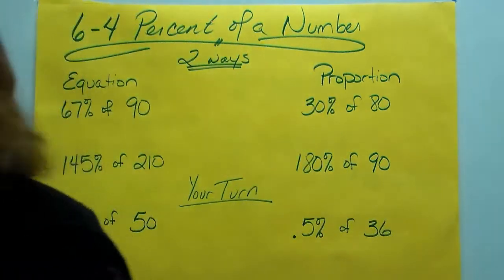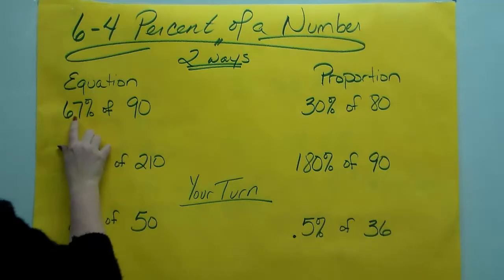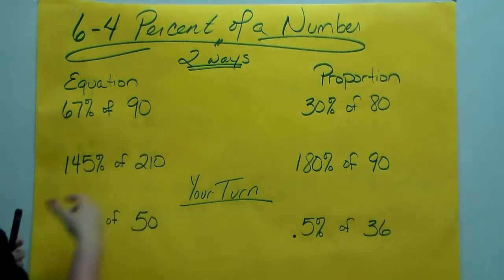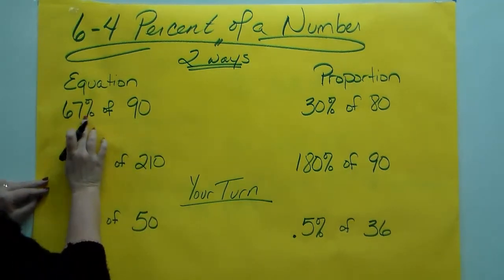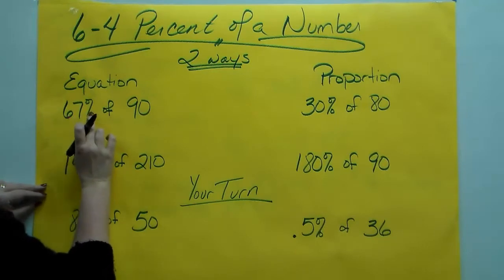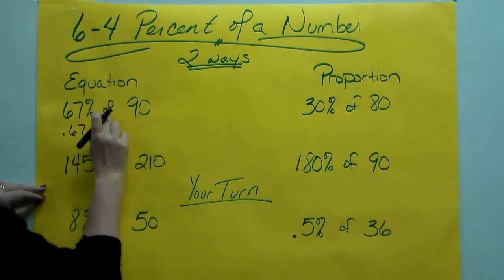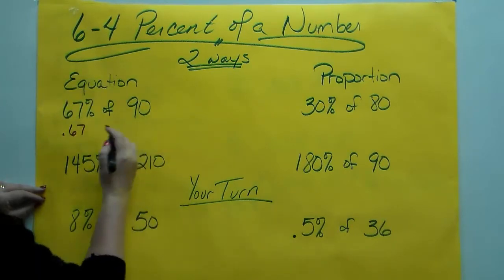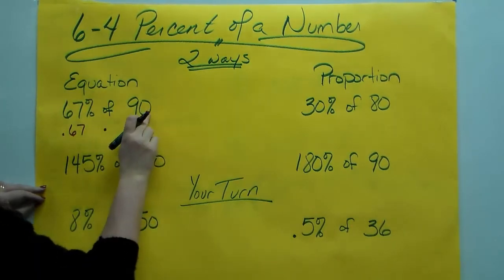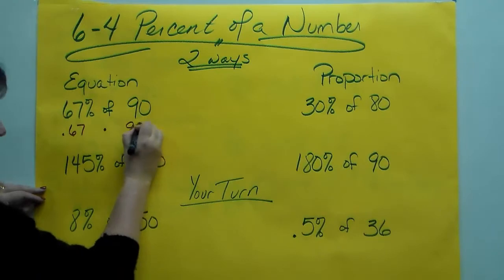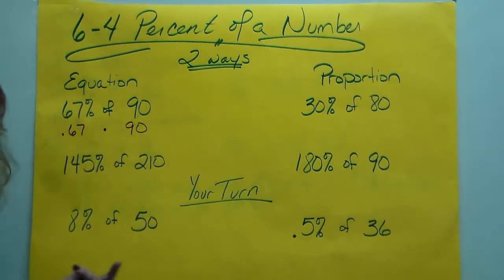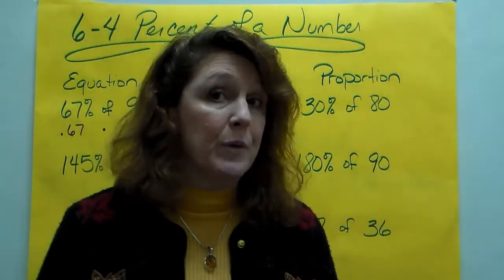So, we're going to translate 67% of 90 into math. We're going to make 67% into a decimal. This is 0.67. Of means multiply all the time. Times 90, number. Look, it tells us how to do the math. Now it's straight multiplication.